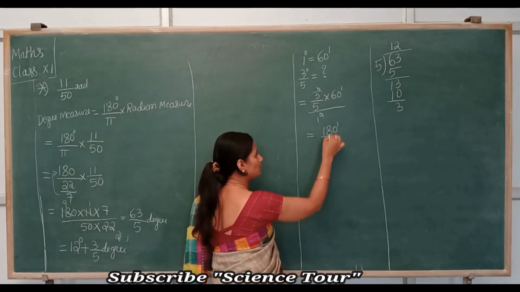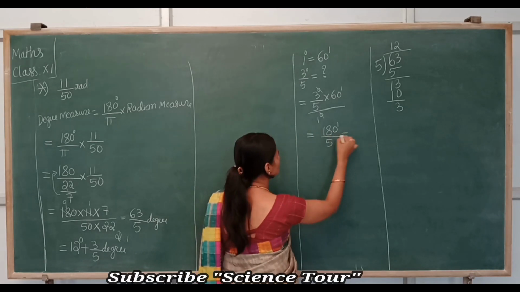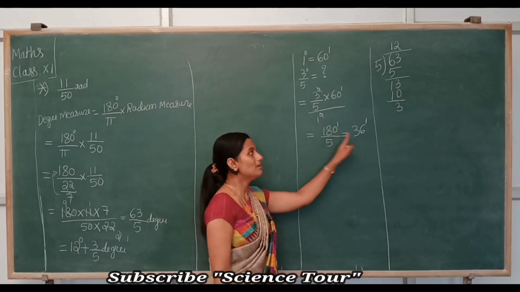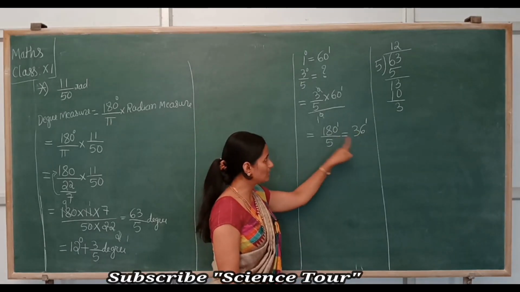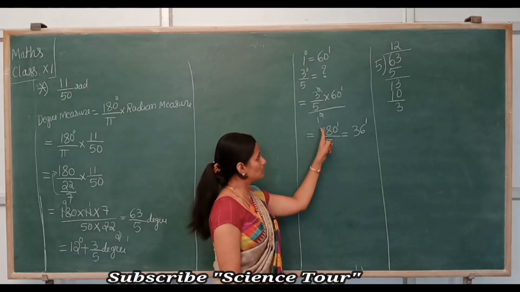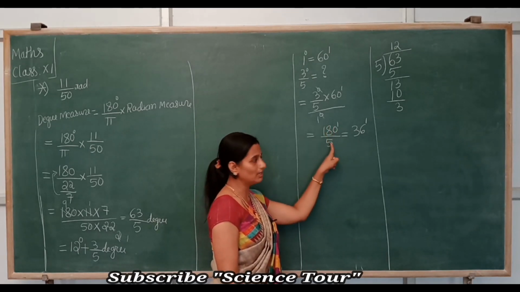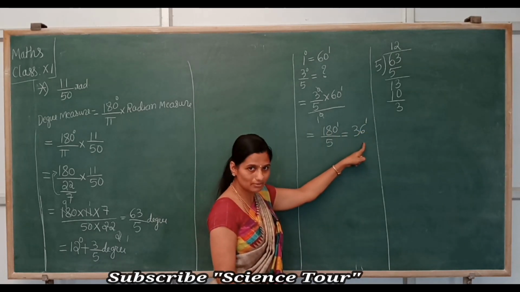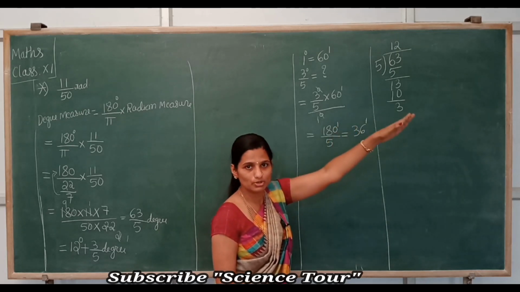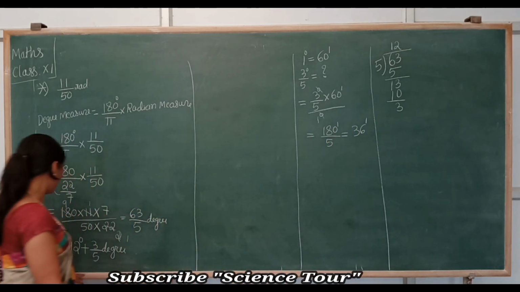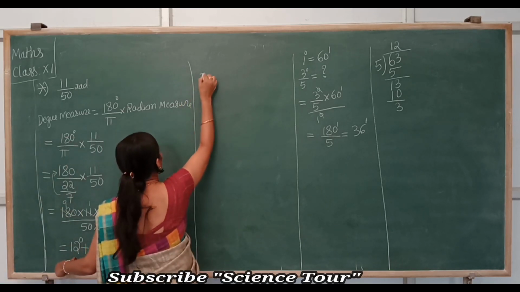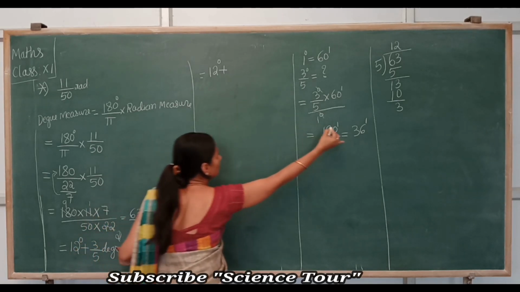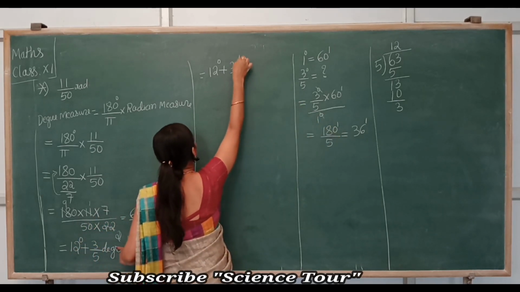So is it possible to divide here? Yes. How much is it? 5 threes are 15, 5 twelves are 60, so 36 minutes. Do you have a fraction here? So we simplify, and on dividing we got 36 minutes. Is there any fraction? No. Is it necessary to convert to the next unit? No. So this can be written as 12 degree plus 3 by 5 degree means 36 minutes.